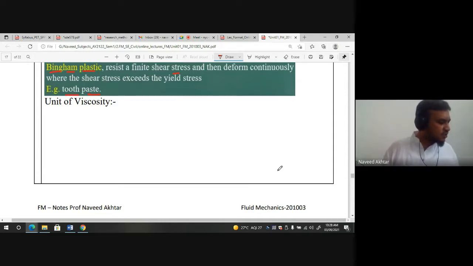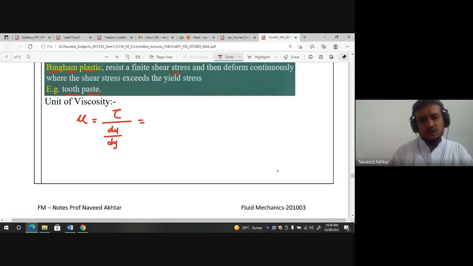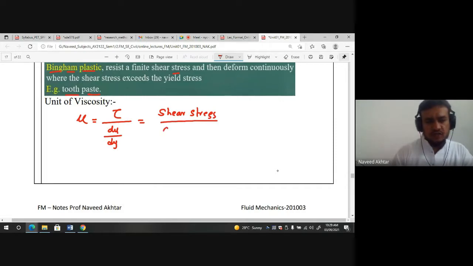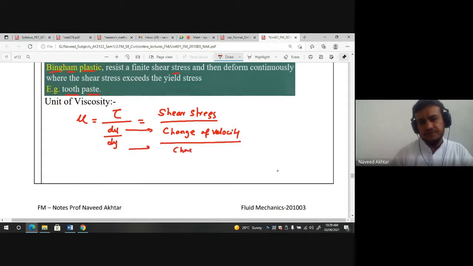The unit of viscosity is obtained by putting the dimensions of the quantities in the equation. So unit of viscosity, it is mu. So what we have seen here, mu is equal to tau upon du upon dy. What is tau? Tau is the shear stress. And du upon dy, change of velocity upon change of distance or head. Change of velocity, that is du, and divided by change of distance or head, you can say is dy.